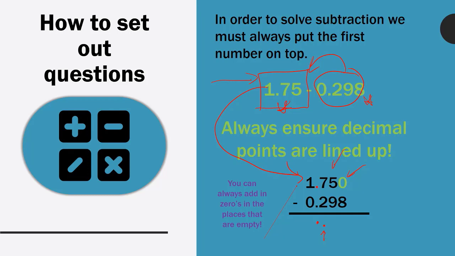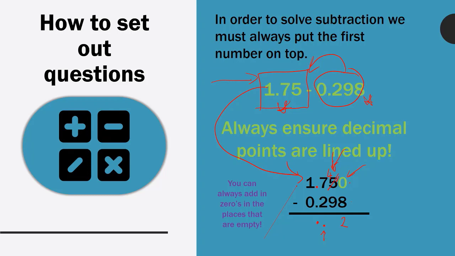When we do an algorithm, I look at this and I do 0 take away 8. Now I can't do 0 take away 8. So I need to borrow from the column to the left of my 0, which at the moment is a 5. So I cross out my 5 and replace it with a 4. Then that 1 that I borrowed goes next to the 0 to make 10. Now I can do 10 take 8, and 10 take 8 gives me 2.